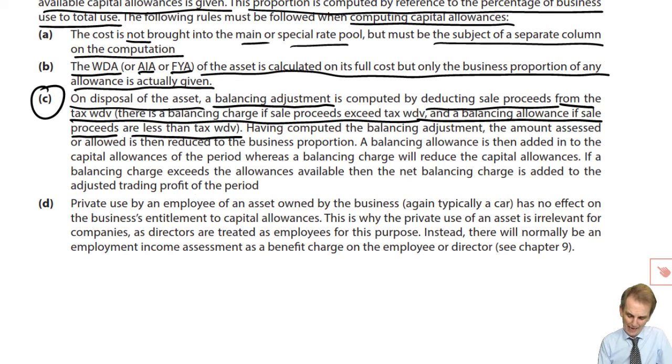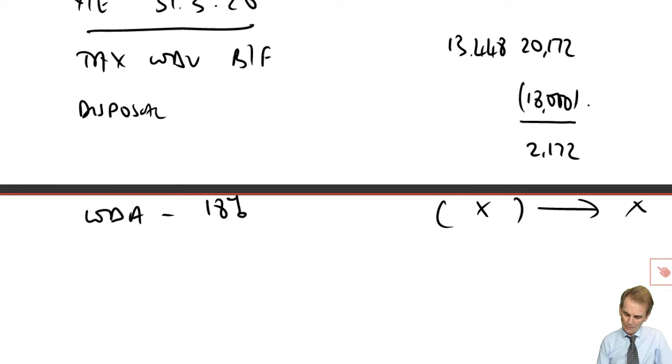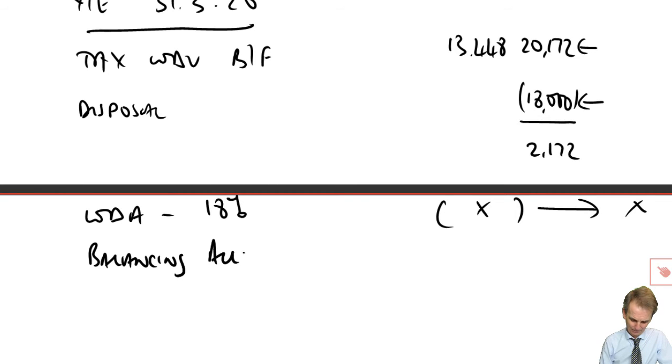Well, let's just check what we had on our example. We've got disposal proceeds of 18,000. We had a tax written down value brought forward of just over 20,000. That therefore means we are looking at a balancing adjustment that will be defined as being a balancing allowance. Okay, right. Having taken away that £18,000, therefore, the 2172 is still a positive balance, and that, therefore, is a balancing allowance.